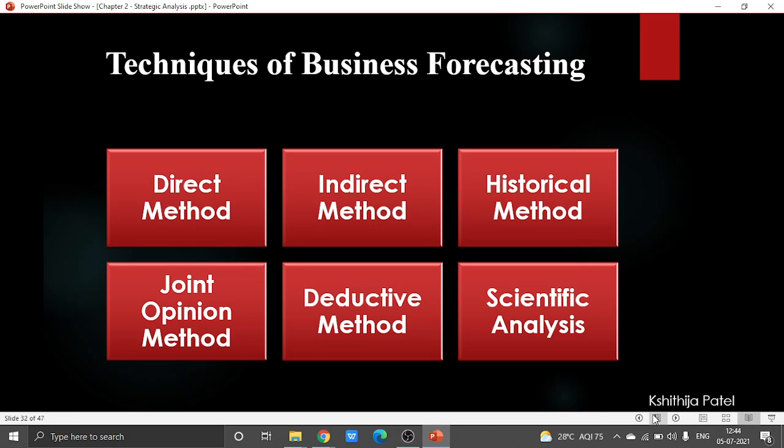Next we have the historic method. Under the historic method, the forecasting is based on the assumption that history repeats. It also tells that there is a relationship between past events, their circumstances and the causes, and thereby the result is established. On the basis of such relationships, forecasting shall be made for the future.